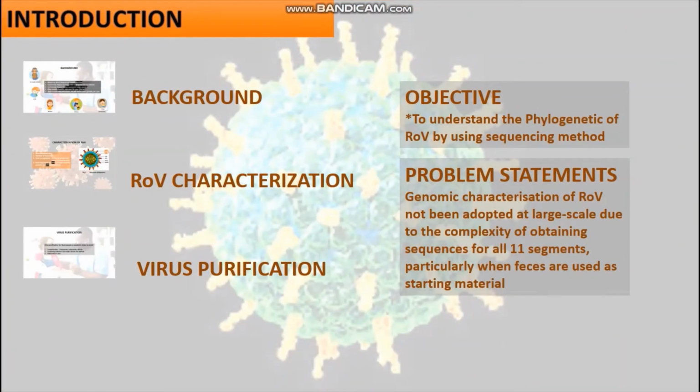The objective is to understand the phylogenetic of rotavirus by using a sequencing method, while the problem statement is genomic characterization of rotavirus not being adopted at large scale due to the complexity of obtaining sequences for all 11 segments, particularly when fecal samples are used as starting material.